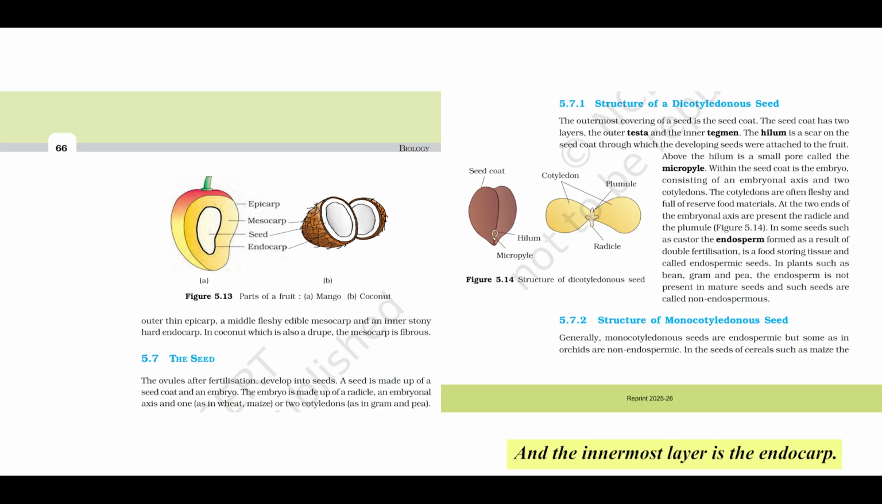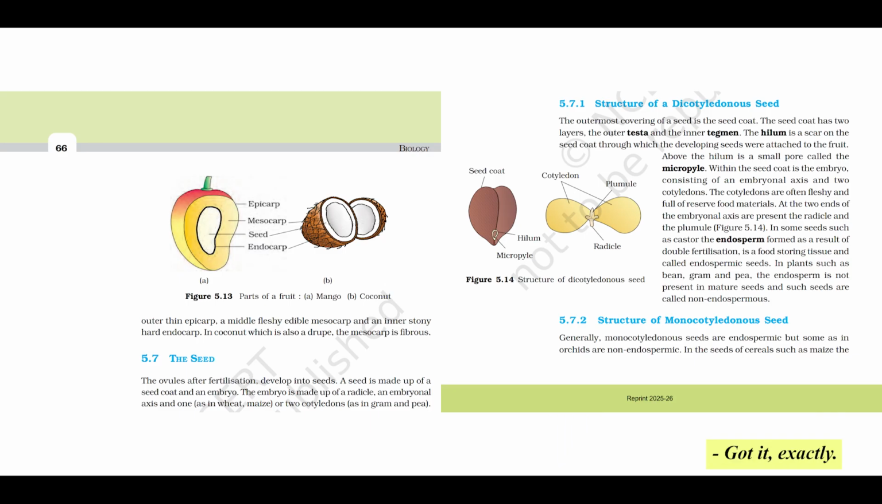And the innermost layer is the endocarp. This layer can vary greatly. It might be hard and stony, like the pit of a peach or a plum, or the stone of a mango, which encloses the seed. Or it can be leathery or papery, like the core of an apple, or even juicy, like in citrus fruits, where it forms the pulp segments. Epicarp, skin; mesocarp, flesh; endocarp, inner layer, maybe stony.